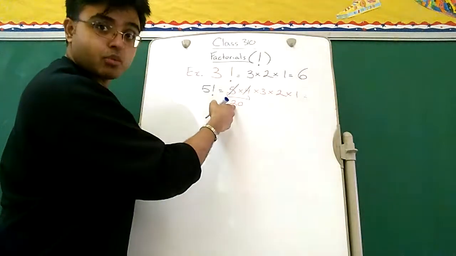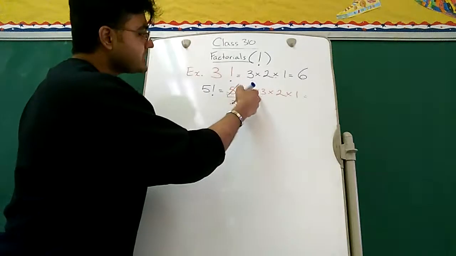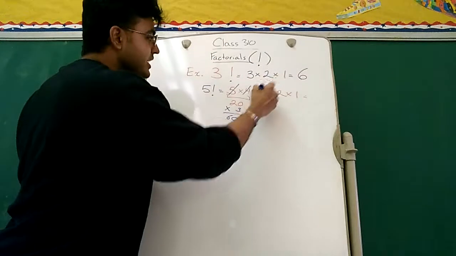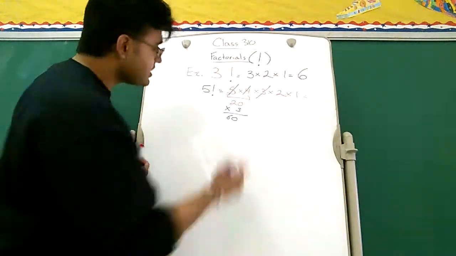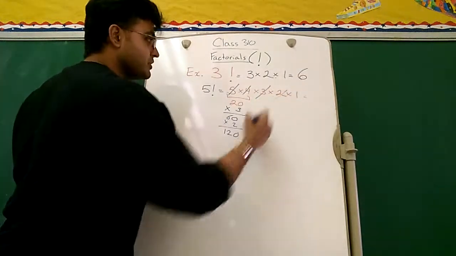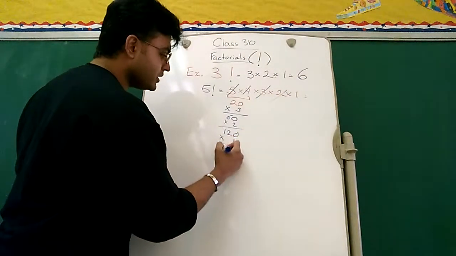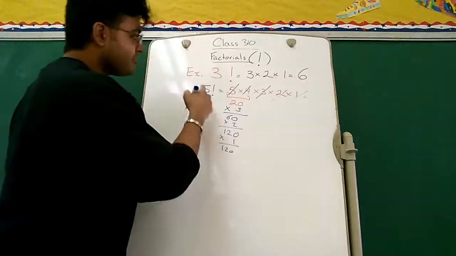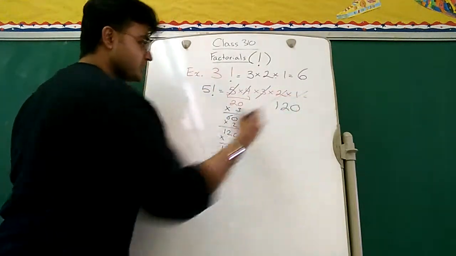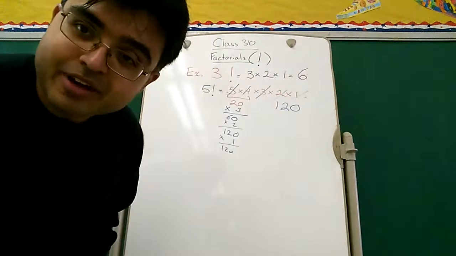20 is our answer. What should we multiply 20 with? 20 times 3, which is 60. 3 is done, cross it out. What's the next number? 60 times 2, which is 120. Cross it out. And then 120 times 1, 120. Cross it out. 5 factorial is equal to 120. And that's it. That's what factorial is.